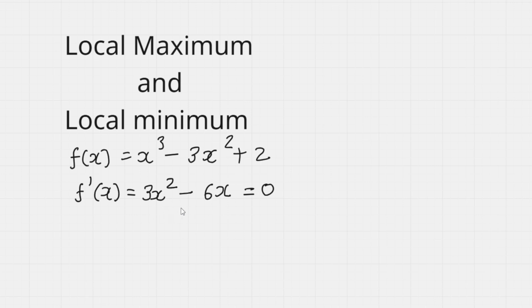Now from this equation 3x square minus 6x, we can factor out 3x. So in the parenthesis we will have x minus 2, which is equal to 0. So we have x is equal to 0 and x is equal to 2. So we have two critical points, at x is equal to 0 and at x is equal to 2.